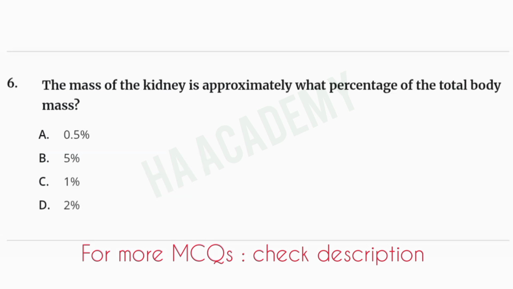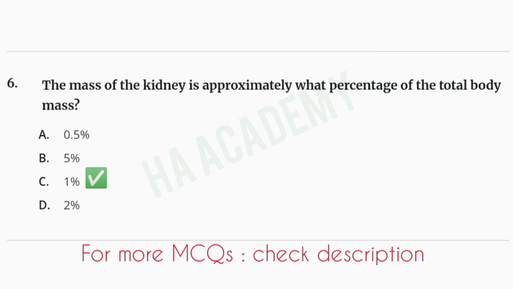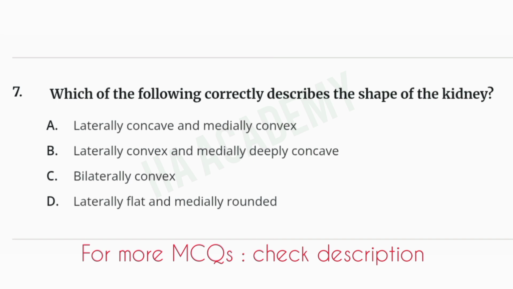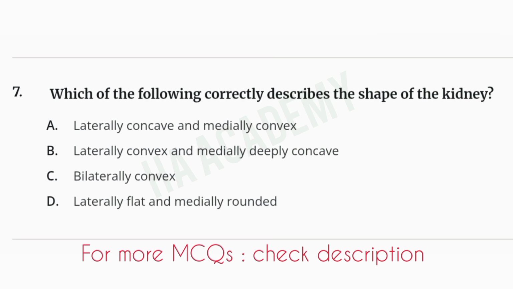The mass of a kidney is approximately what percentage of the total body mass? The correct answer is 1%. Which of the following correctly describes the shape of the kidney? The correct answer is laterally convex and medially deeply concave.